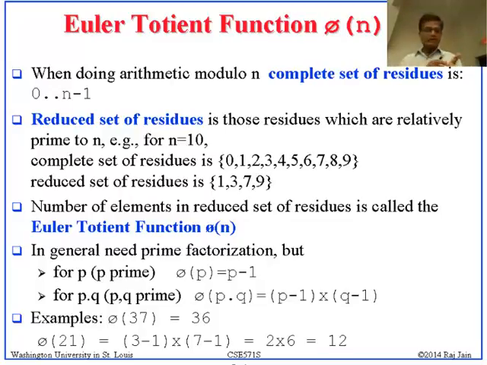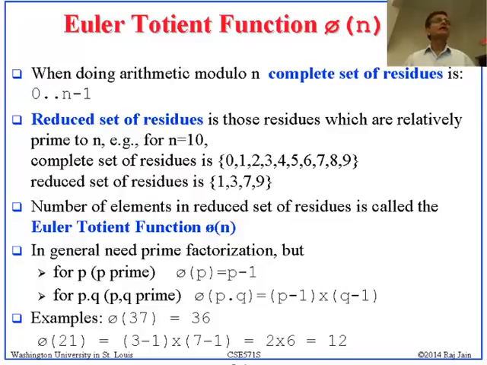You just write down numbers 0 to 20, and then cross out the numbers which are not relatively prime. So everything that is a multiple of 3 you cross out, and everything that is a multiple of 7 you cross out, and the 0. The remaining, you will have 12 numbers which are in the reduced set.